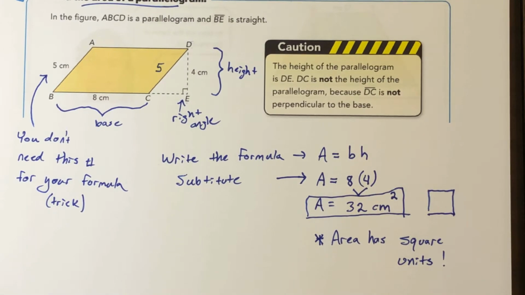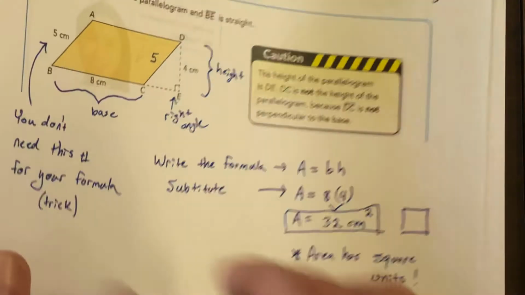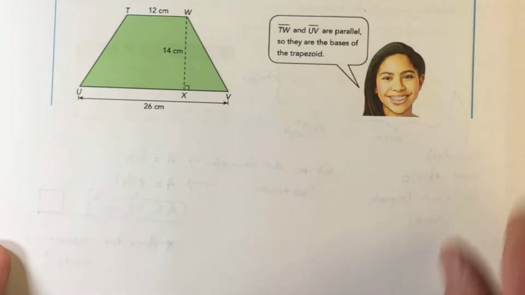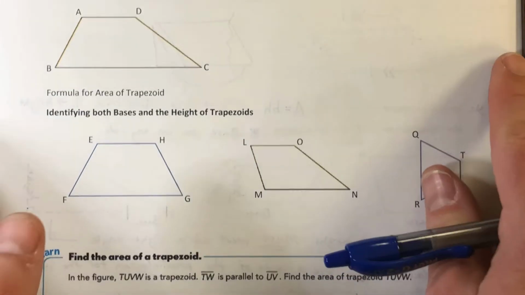So what use is knowing area? If you want to buy carpet, flooring, paint for walls, all of that good stuff, you're going to need to be able to calculate area so you know how much covering that you would need. All right, we're going to switch to trapezoids now.